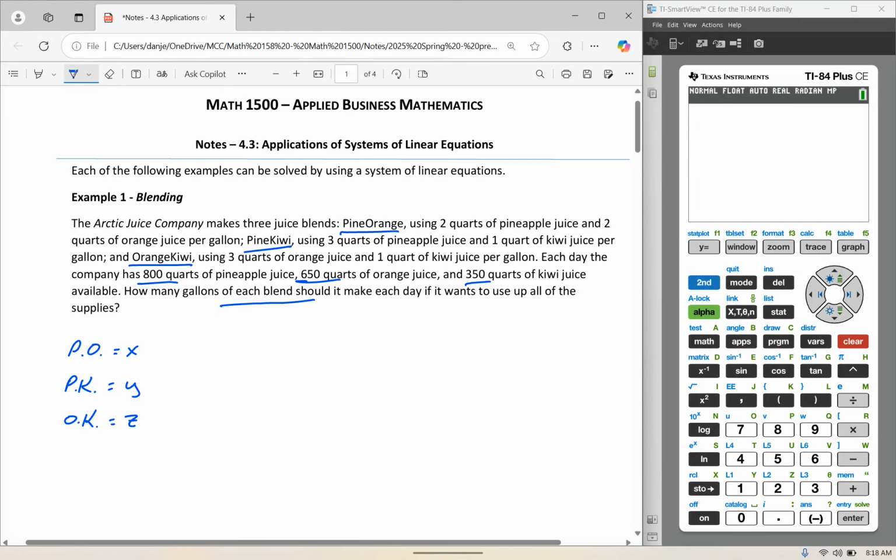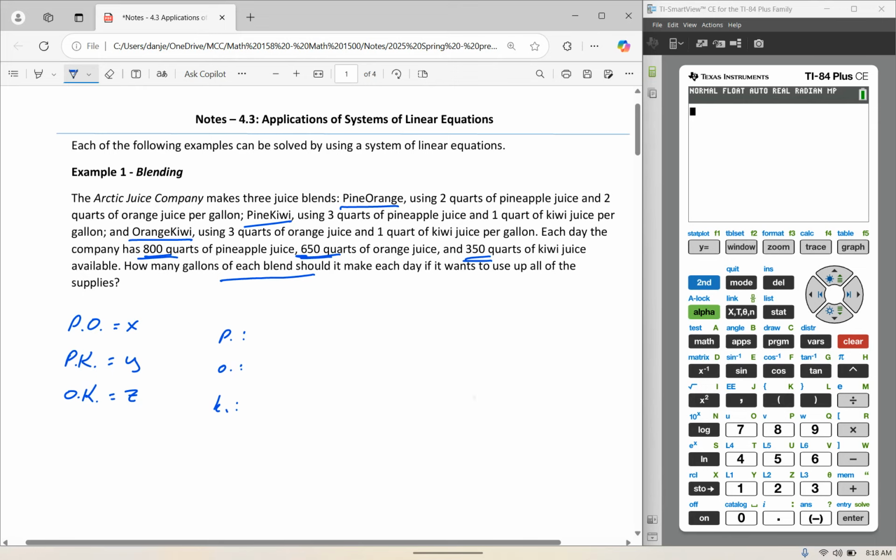Also notice that we're told how much pineapple juice, orange juice, or kiwi juice is used in each blend, and we're also given the total of how many quarts of each juice are available. So there's a pineapple juice, an orange juice, and a kiwi juice that's going to go into those blends. Those are the equations I'm going to set up.